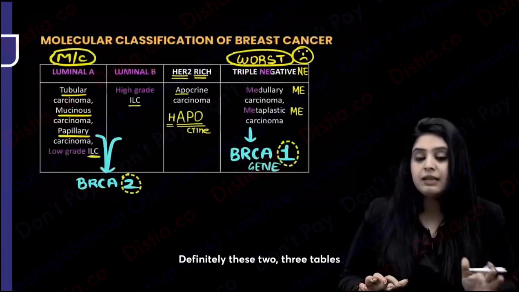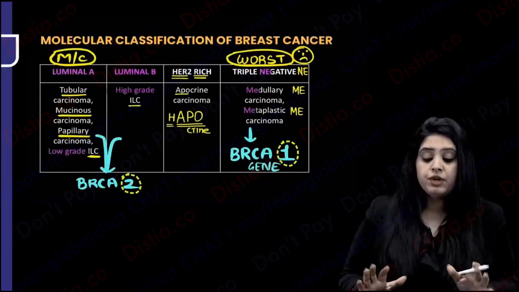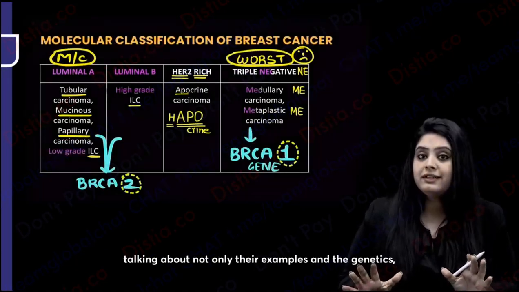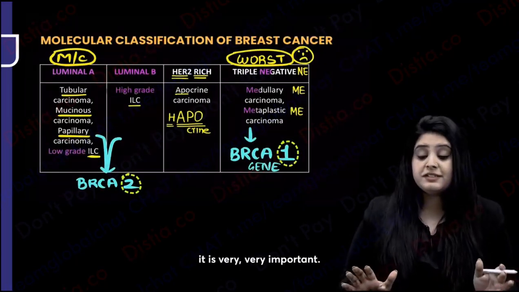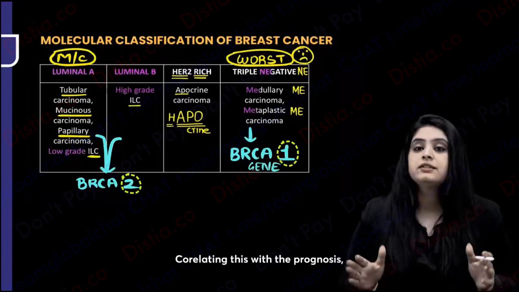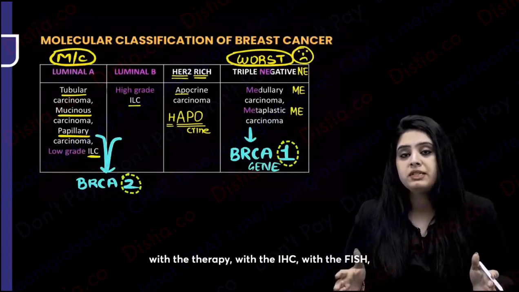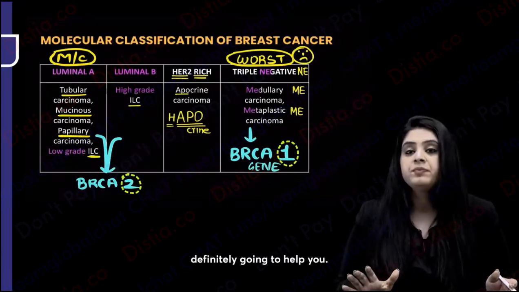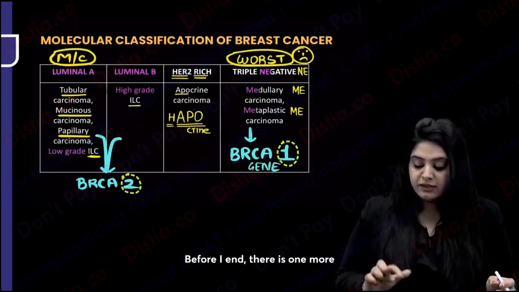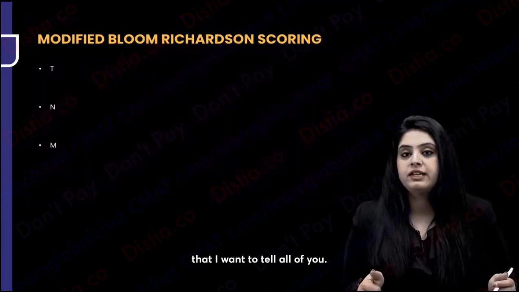That definitely wraps up our entire story of the molecular classification. Definitely these two to three tables are going to be very important, talking about not only their examples and their genetics, but how the cancer and the genetics correlate. It is very, very important. Correlating this with the prognosis, with the therapy, with the IHC, with the FISH, all of these points are definitely going to help you.